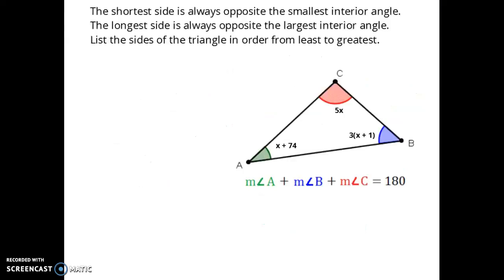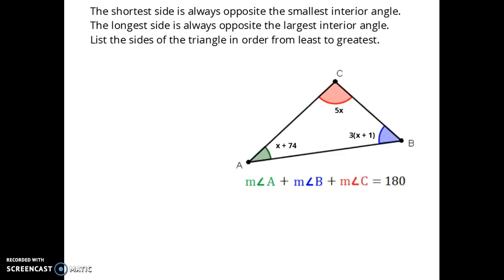Okay, the shortest side is always opposite the smaller interior angle, and the longest side is always opposite the largest interior angle. This is kind of a common sense thing. If you have a small angle, across from it is the shortest side. And if you have the largest angle, across from it is the longest side of the triangle. Well, we have certain mathematical properties that we can use with that. So we're going to list the sides of this triangle in order from least to greatest.